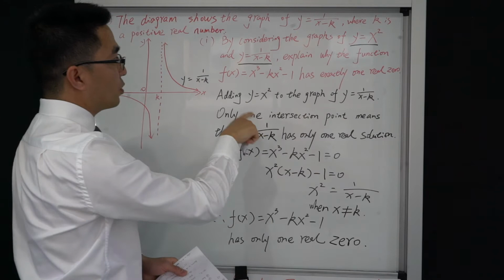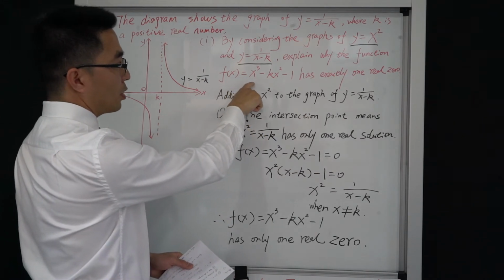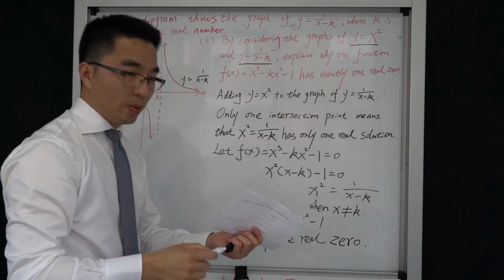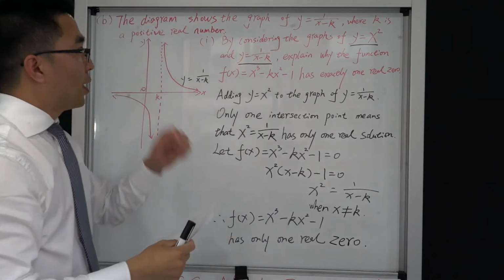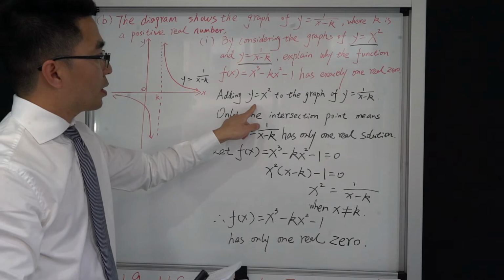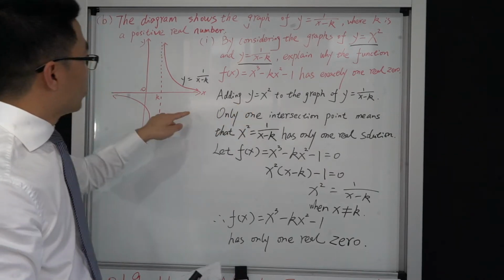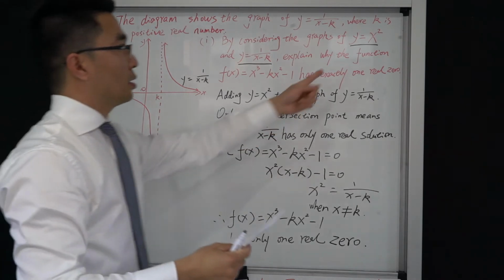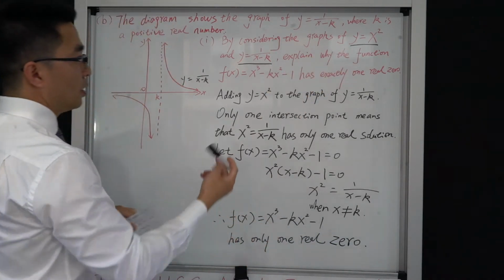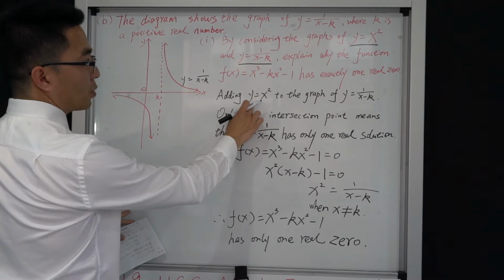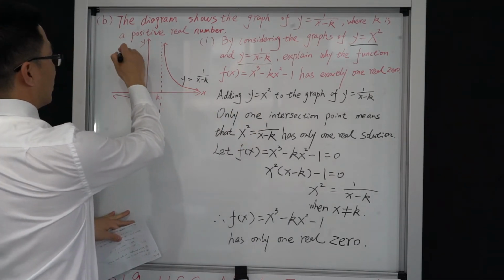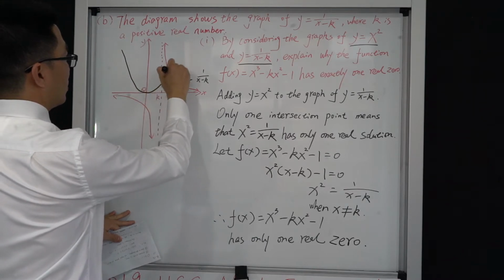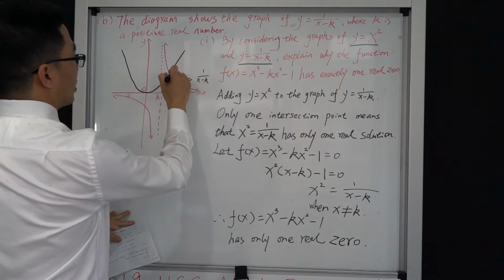Explain why the function f(x) equal to x cubed minus kx squared minus 1 has exactly one real zero. We can add this function's curve to the diagram to see the relationship between these two curves. For y equal to x squared, the curve would look like this, crossing the origin and cutting at this point.